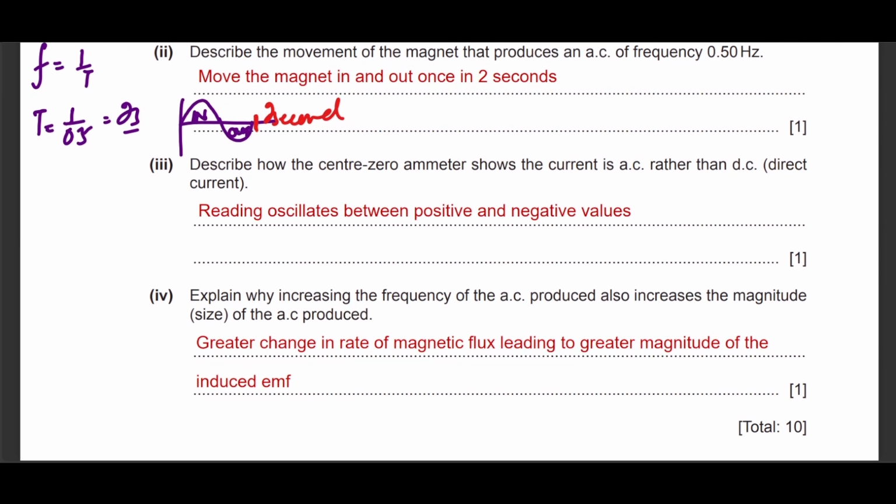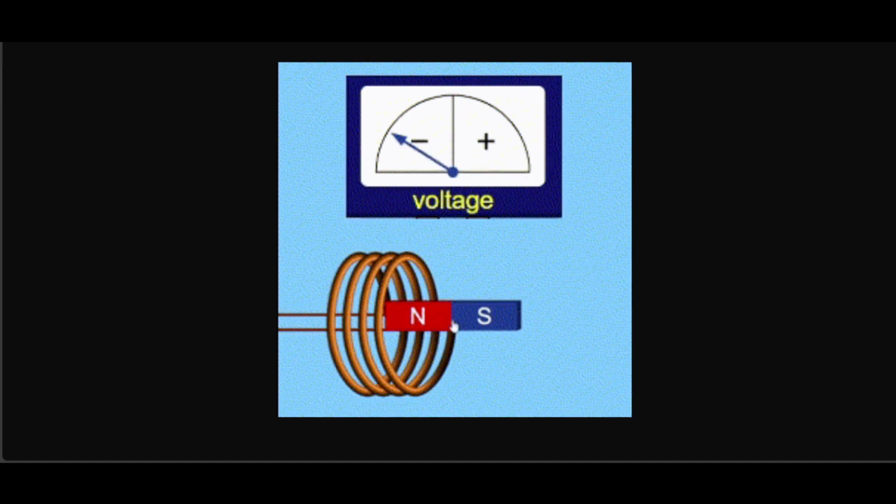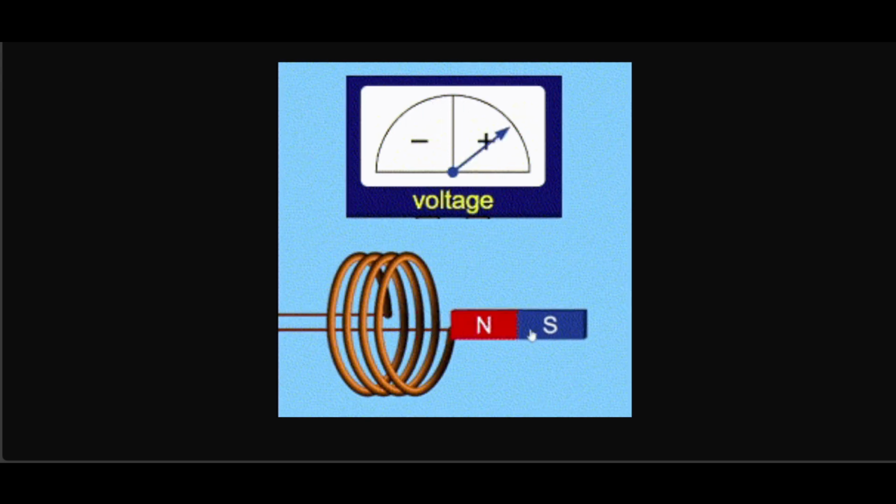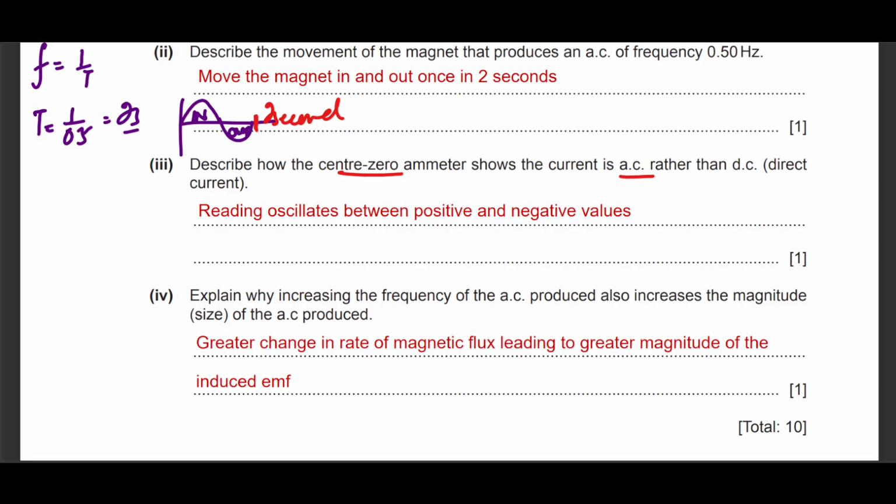So the next part will be: describe how the center zero ammeter shows that an AC current is being produced. Now let me show you an animation for this. As the magnet is moved, you can see that the meter that is connected is moving left and right at the same time. In which direction it is moving, why it is moving is not important. What is important is that due to electromagnetic induction, due to Faraday's law, due to induced EMF, sometimes the current is clockwise, sometimes the current is anti-clockwise, which is a distinct feature of an AC current.